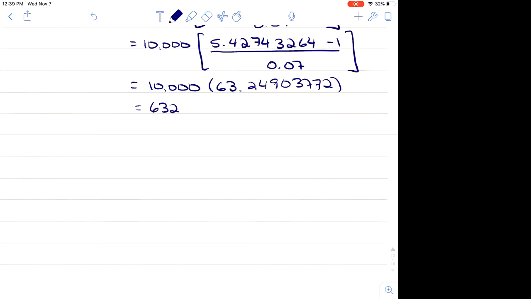She's going to have a whopping $632,490.38. That's great. She did have to cough up $10,000 every year, but still pretty good, right? Because how much did she pay out of pocket? So it's pretty good, right?